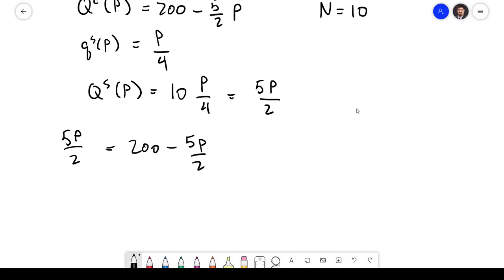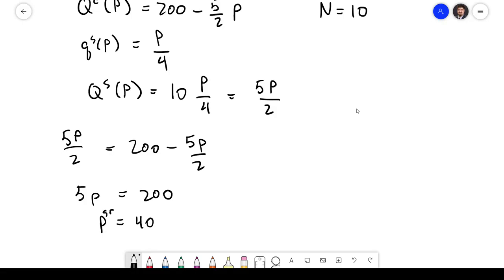I will add 5P over 2 to both sides, which is going to give me 5P equals 200, and then divide both sides by 5, which will give me an equilibrium price of 40. I'm going to use a superscript SR for short run to denote the short run equilibrium values.